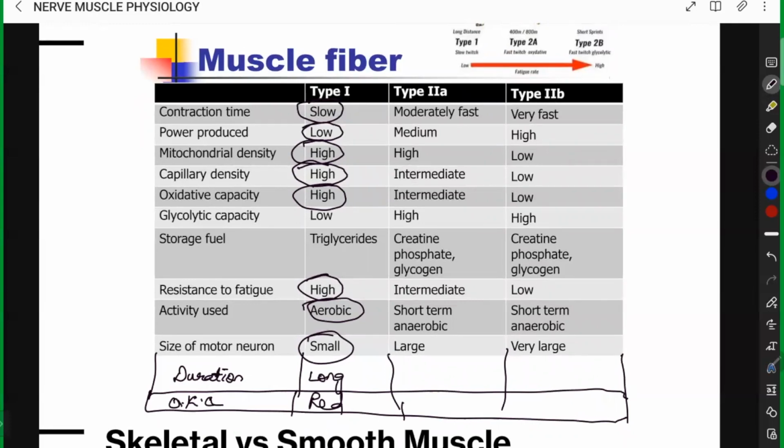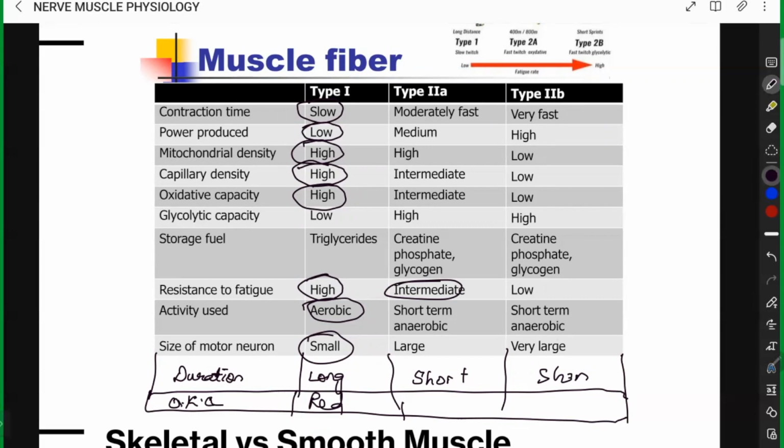So fast twitching fibers have a short duration of action, and they are very prone to fatigue. They use only glycogenolysis and glycolysis for ATP, so it is anaerobic glycolysis. Very few mitochondria are present, and capillary density is very low.